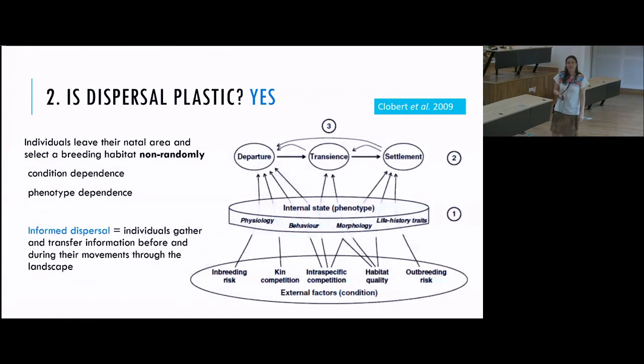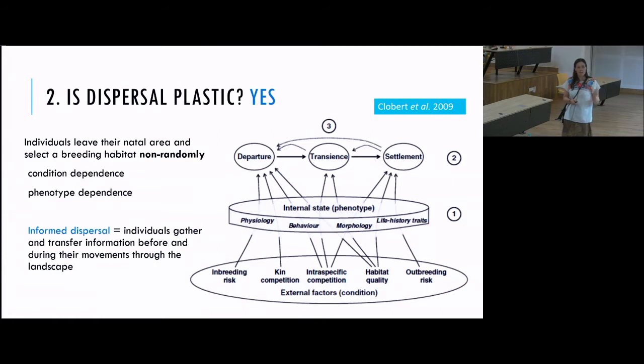So the answer is yes, and there is a lot of evidence that dispersal distance or dispersal rates depend on many features, and that dispersal is not the random diffusion process that we model all the time. The individuals leave their natal area and select a breeding habitat non-randomly. There have been different terms in the literature, such as condition-dependent dispersal or phenotype-dependent dispersal, and now what is fashionable is informed dispersal. And you've got a nice review that I think you had in your reading list, if you want to know more about that.